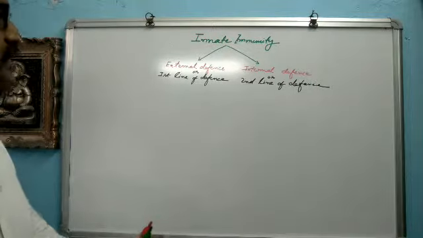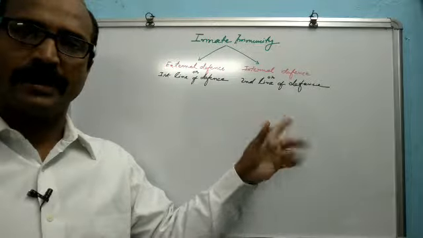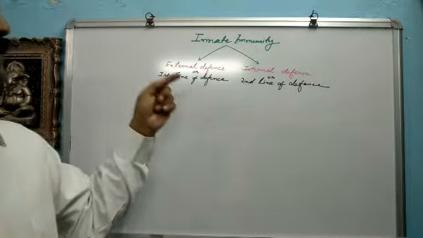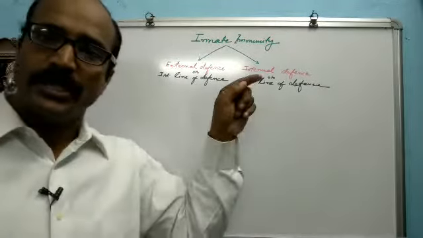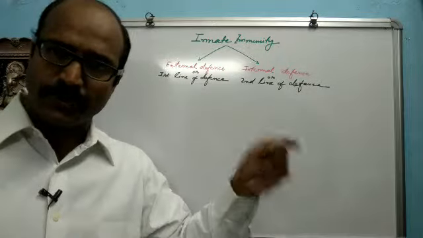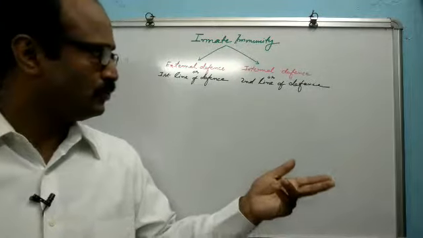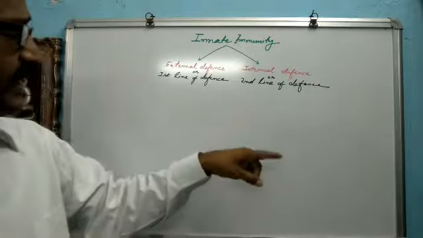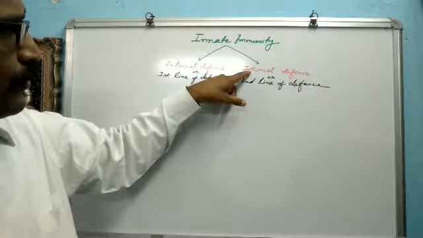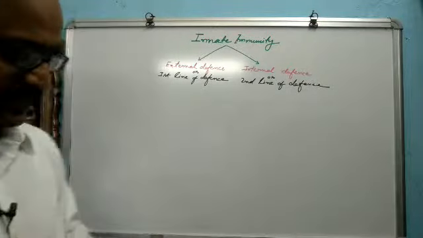If the first line of defense fails to resist the microbes or the pathogen, then the pathogen penetrates the skin and reaches the tissues present below the skin. This is the areolar connective tissue, and here the pathogens will face the internal defense, which is known as the second line of defense.